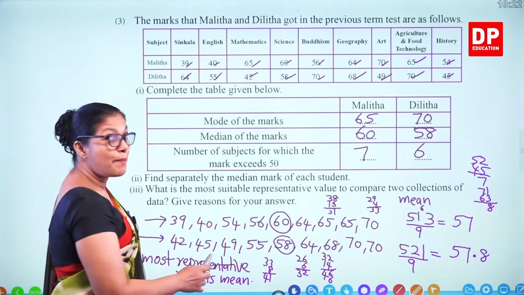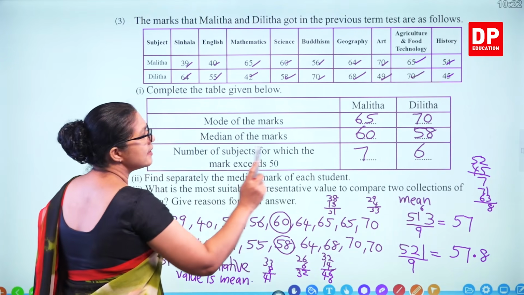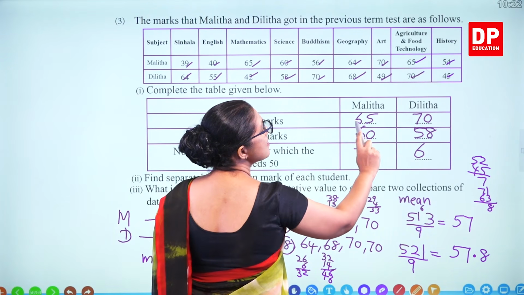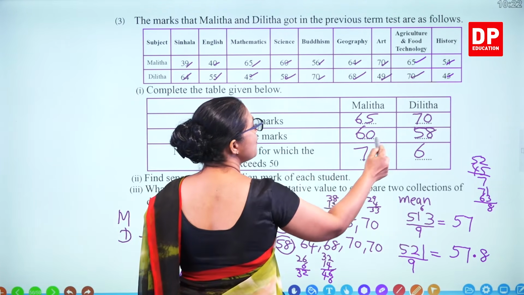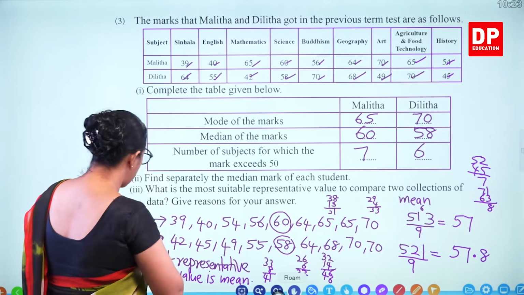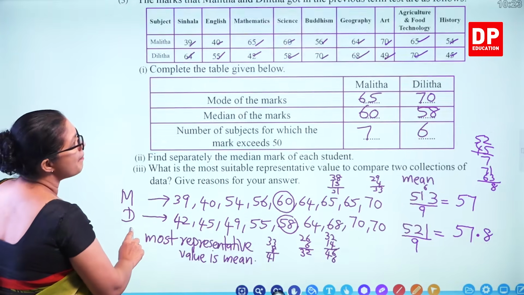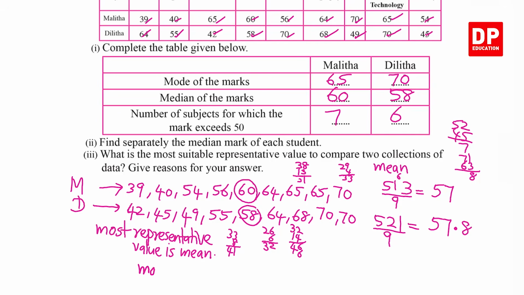Now we discussed the mean value. So what can you say about the mode and the median? We can say mode is a close value, 65, 70, that's close to 60 and 58. For median also the same. So you can write another comparison. So you can say mode and median marks are approximately the same.